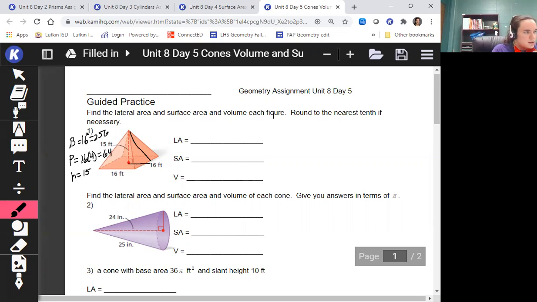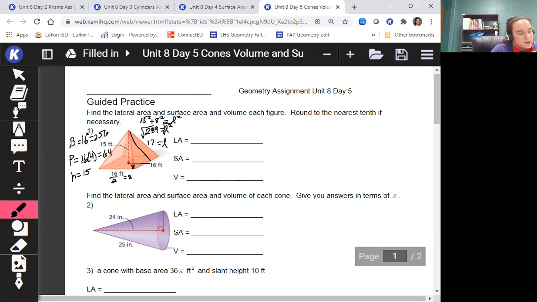So we know that this length here is 8 because 16 divided by 2 is 8. It's similar to the radius. And we need to find our slant height. So 15 squared plus 8 squared equals our slant height squared. And 15 squared plus 8 squared is 289. And then we're going to take the square root of that. And the square root of 289 is 17. So our slant height is 17.